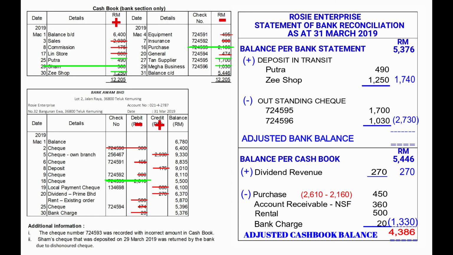How is it? Yes. The amount is 4,386 ringgit Malaysia. Adjusted bank statement balance and adjusted cash book balance should be the same or equal. Good.